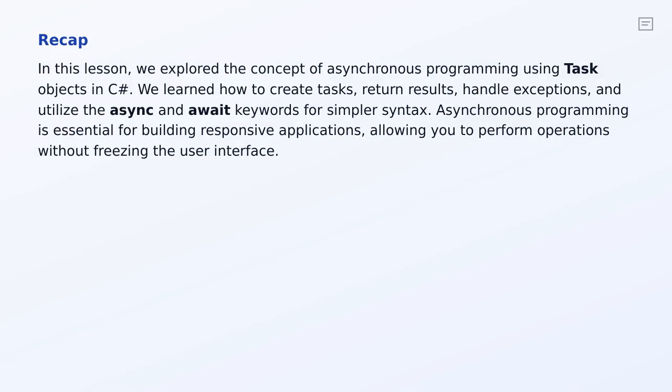In this lesson, we explored the concept of asynchronous programming using task objects in C#. We learned how to create tasks, return results, handle exceptions, and utilize the async and await keywords for simpler syntax. Asynchronous programming is essential for building responsive applications, allowing you to perform operations without freezing the user interface.